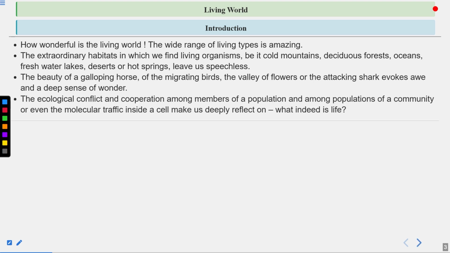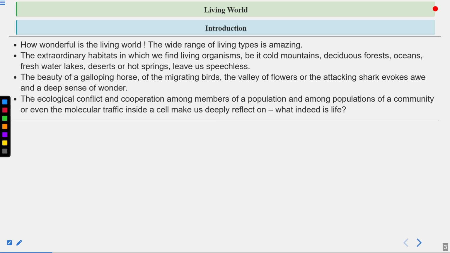Now, the ecological conflict and cooperation among members of a population and among populations of a community, or even the molecular traffic inside the cell, makes us deeply reflect on what indeed is life. There are a lot of conflicts among organisms. Organisms are interacting with each other, so there are different kinds of population interactions.